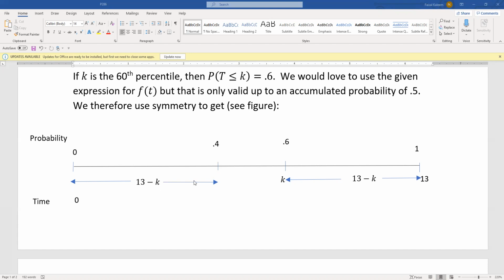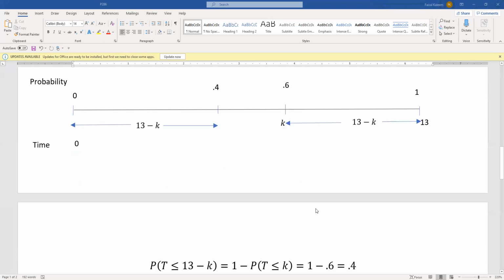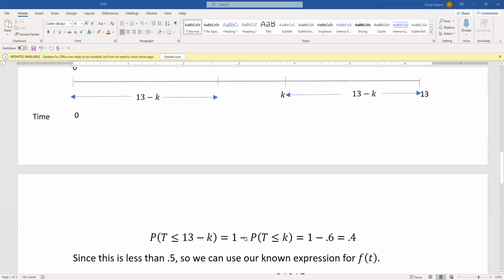That's only possible because we have symmetry here. Symmetry around 6.5 means that if you go some distance, and take the same distance in the beginning, then whatever probability you have over here, you have the same probability in the beginning. So the probability that t is less than or equal to 13 minus k is 0.4, because it's 1 minus the probability that t is less than or equal to k, so 1 minus 0.6, which is 0.4.